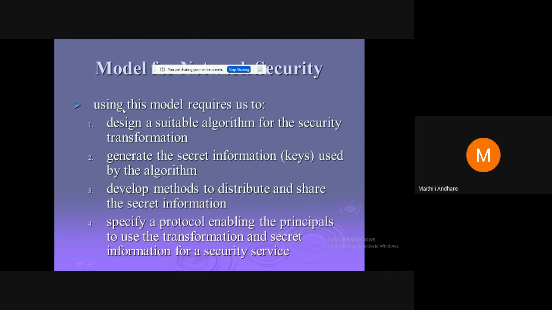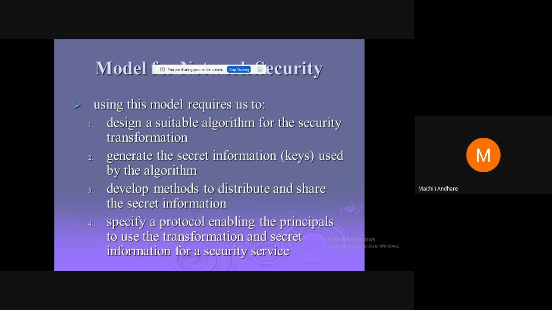What are we doing using this model so as to get the security? This is a generalized model, but when you want to implement any algorithm, we have to think of this structure. The very first thing is we have to design a suitable algorithm for the security transformation. First thing is designing an algorithm for security transformation.